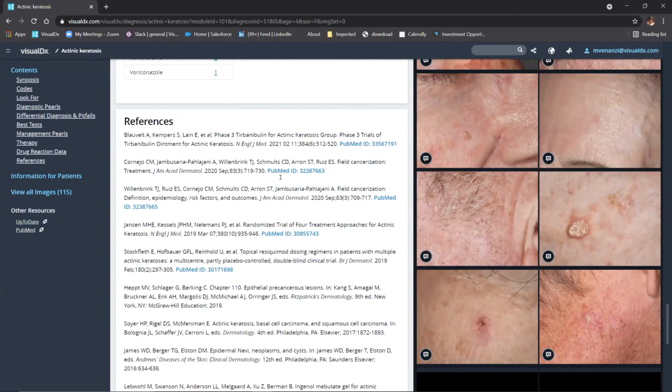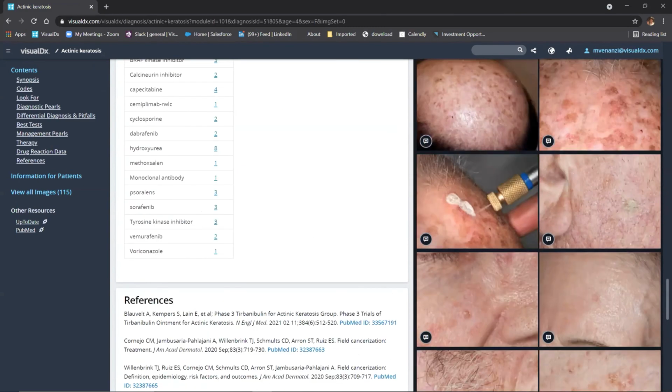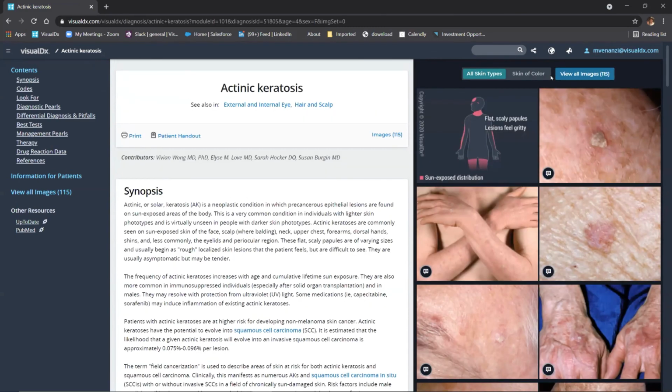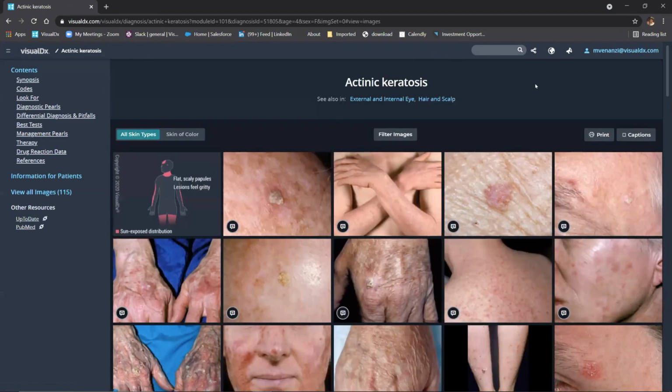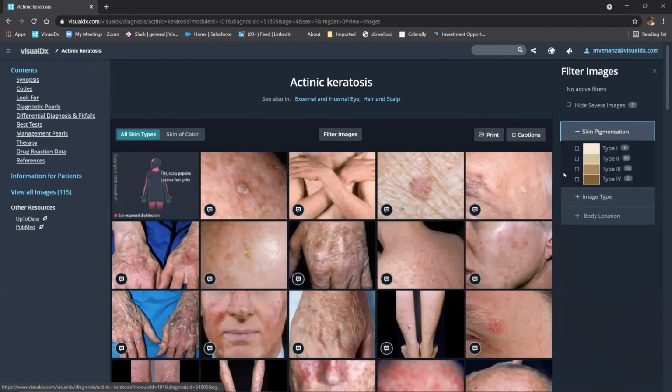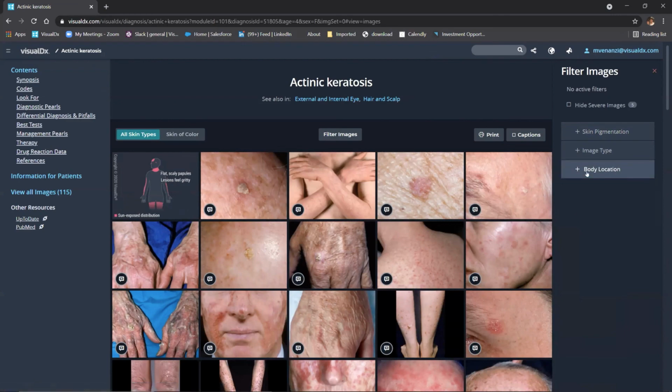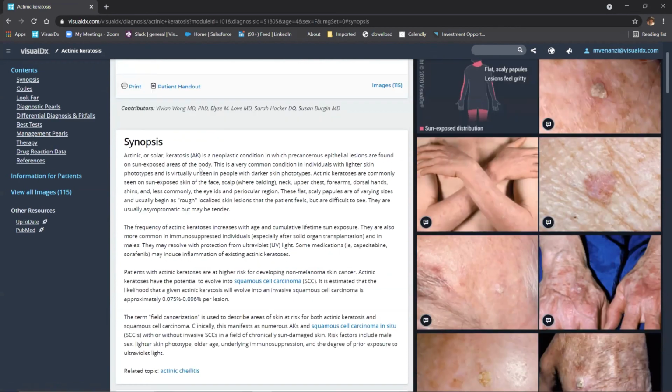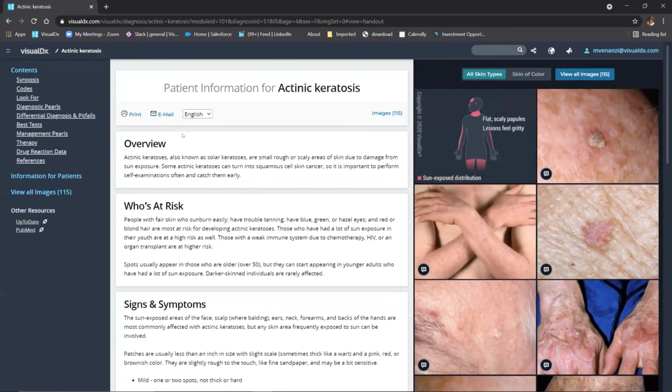along with our references. On the right-hand side of the page is our image collection, and VisualDx is world-renowned for our image collection, really focusing in on not just the common presentation of disease. You can also filter the images on the right-hand side to look for the skin pigmentation, as well as the body location. One other point I want to make is that we also have patient handouts written in a high school reading level. You can easily print that off, email it. It's also in Spanish. So just a nice time saver for clinicians to use VisualDx.